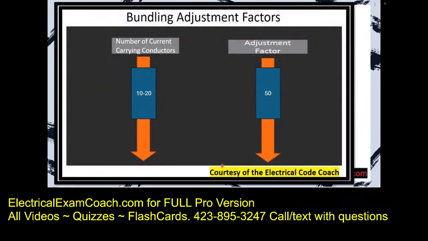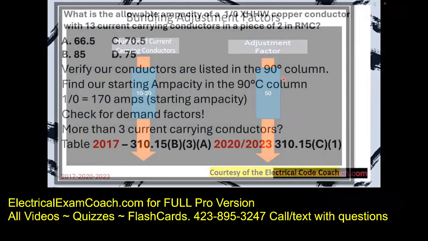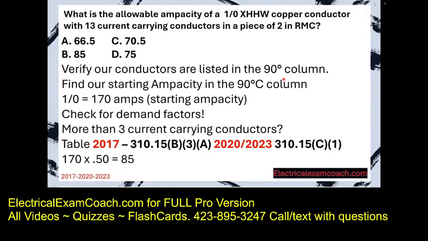We go to our adjustment factor table. We're going to start on the left-hand side and find our number of current carrying conductors. Then we cross over and find that it's 50%. We take that and do our math. We take our starting ampacity multiplied by the bundling adjustment factor. Then we're going to have a new reduced ampacity of 85 amps.